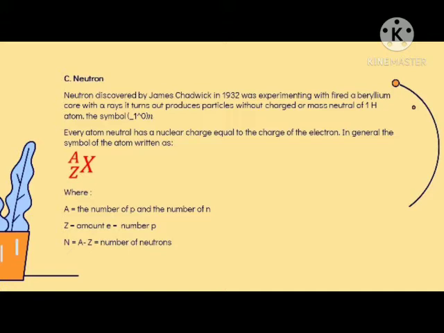In general, the symbol of the atom is written as A-X-G, where A describes the number of protons and the number of neutrons, G equals the number of protons, and N equals A minus G, which equals the number of neutrons.